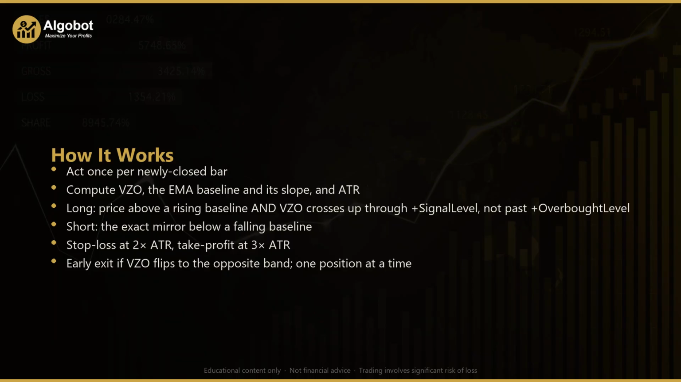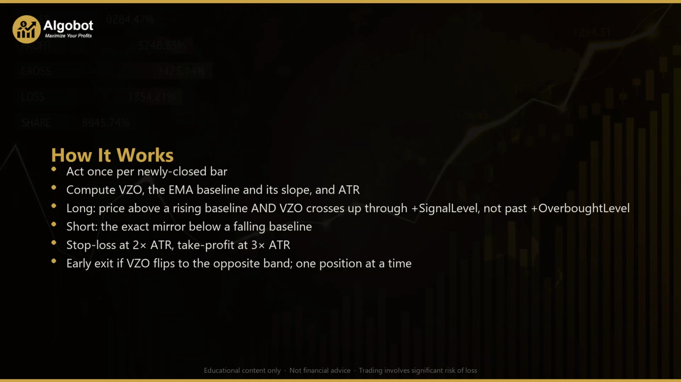For a long setup, 3 things must line up. Price must be trading above the moving average baseline. That baseline must be sloping upward. And the oscillator must cross up through the positive signal level, which defaults to 15, having been at or below it on the prior bar. That crossing is the key event. It means fresh buying volume has just taken the upper hand. There's one more guard. The oscillator must still be below the overbought level, which defaults to 60. If volume is already stretched far into positive territory, the strategy stands aside rather than chasing a move that may be near exhaustion. The short setup is the exact mirror.